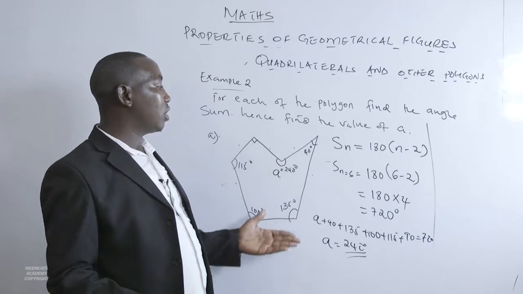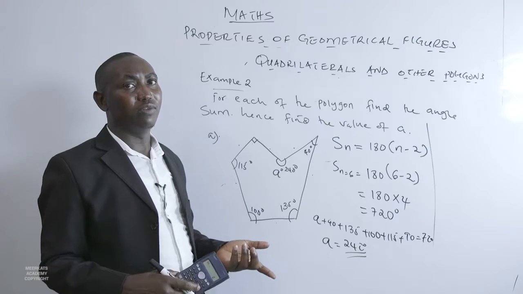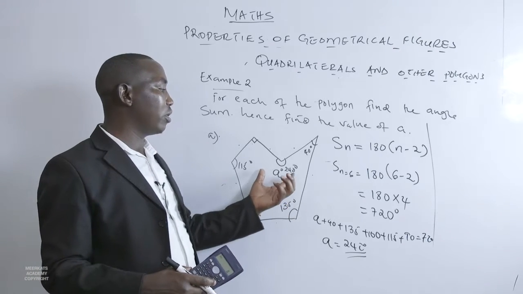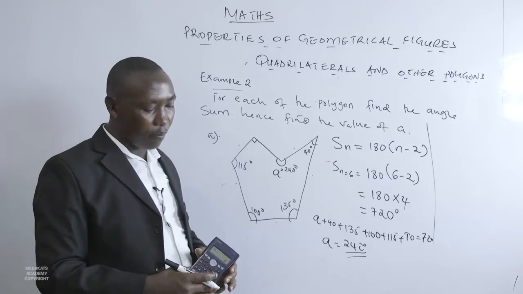Sometimes you can be asked to classify this particular polygon. Is it convex or non-convex? It's non-convex because one of its interior angles is more than 180 degrees.